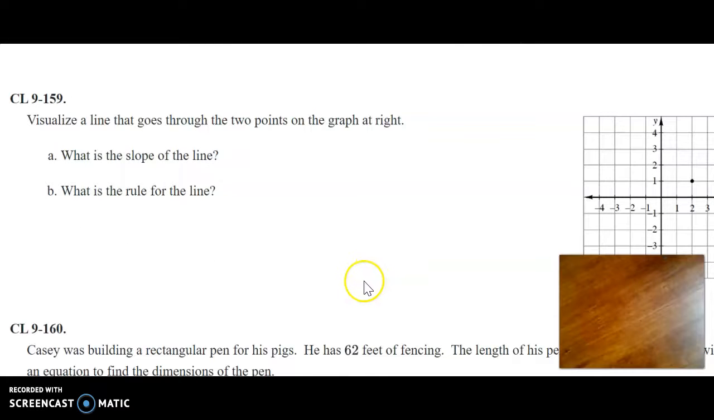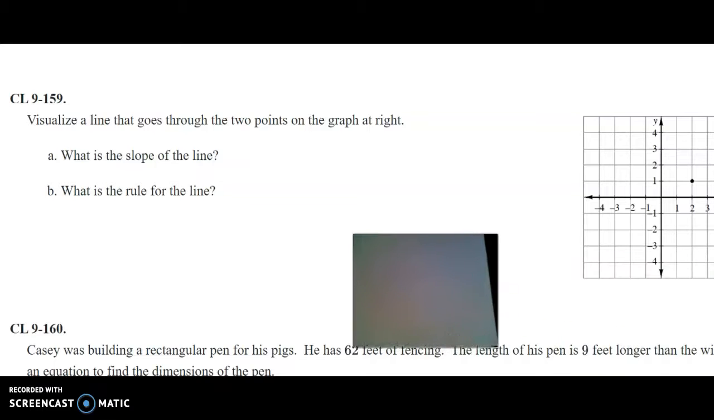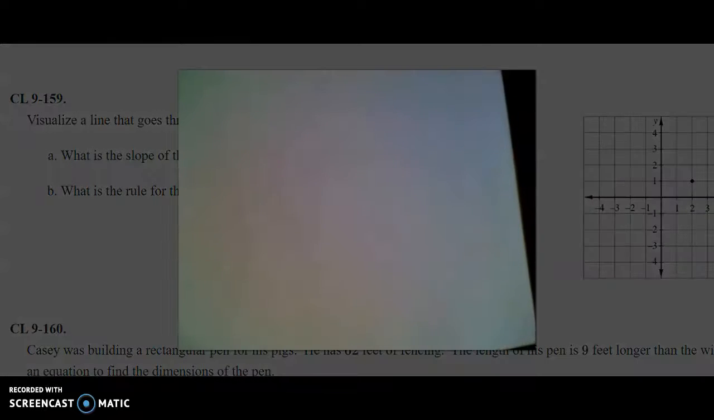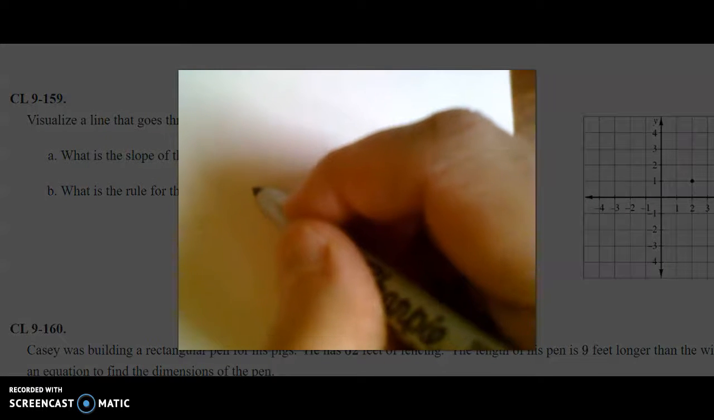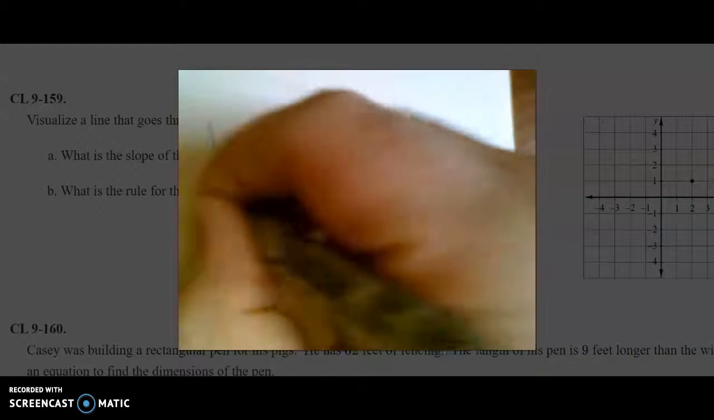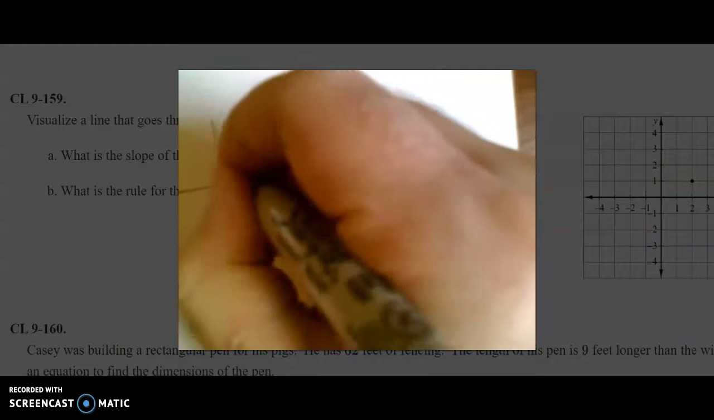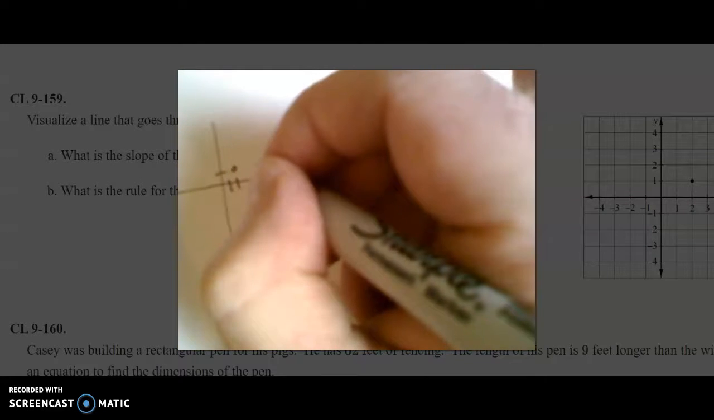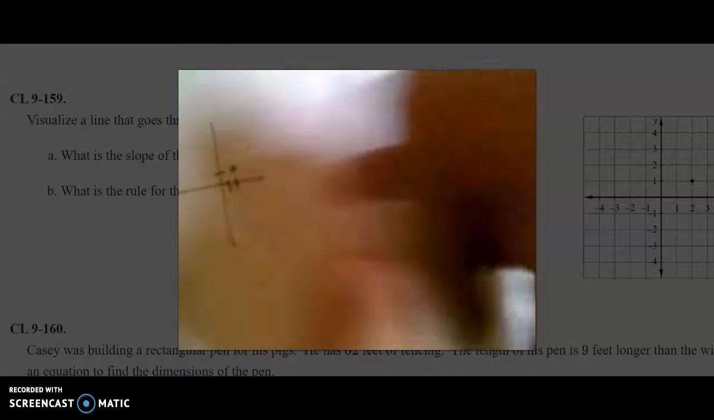All right, 159. 159 is asking you to write the slope between those 2 points and then the rule, which would be the linear equation for it. So the 2 points that were given to you are 2, 1, and it looks like 4, 2.